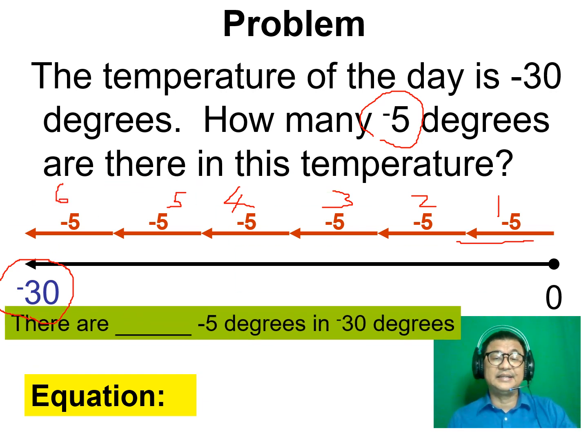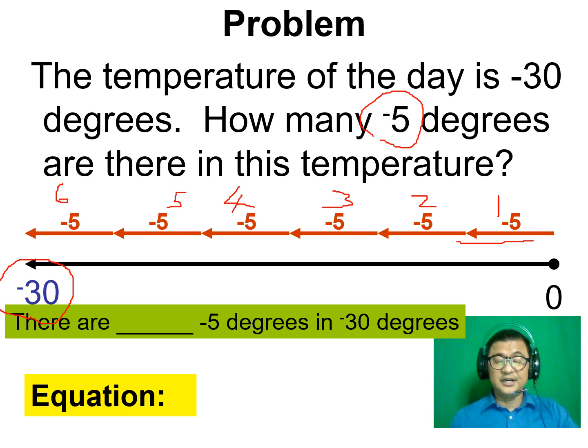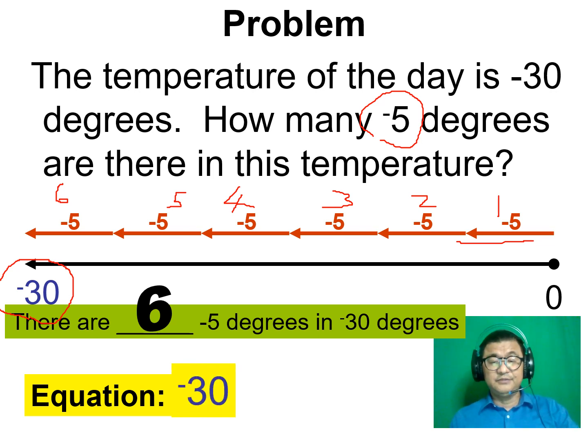So how do I write that as an equation? There are 6 sets of negative 5 degrees in negative 30 degrees. Now, I want to write it as a division equation. How do you write it as a division equation? Start with the dividend, negative 30, divided by negative 5. This is called the divisor.